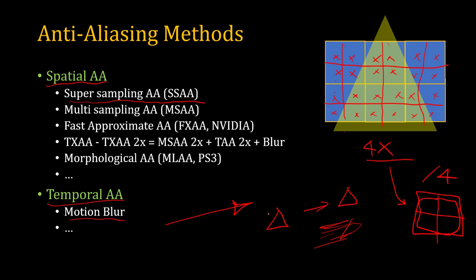Okay, but the problem is we need resources 4 times bigger than non-anti-aliasing hardware. You can get a very good result, but sometimes it requires very high resources and a high-performance computer. A GPU is required to implement super sampling. So they choose a somewhat reasonable way.